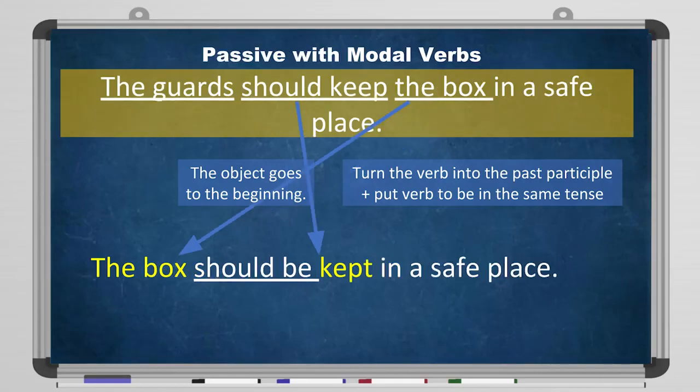Passive with modal verbs. Let's take a look. The guards should keep the box in a safe place. The sentence became, the box should be kept in a safe place. As I said, usually after the modal verb, you will use the verb to be, and then you will put the verb in the past participle. Is it important to mention the guards? You can and you cannot.